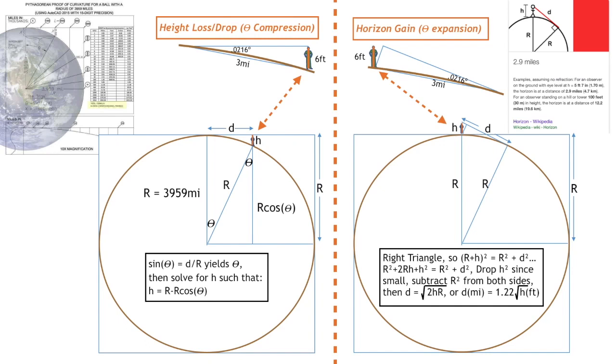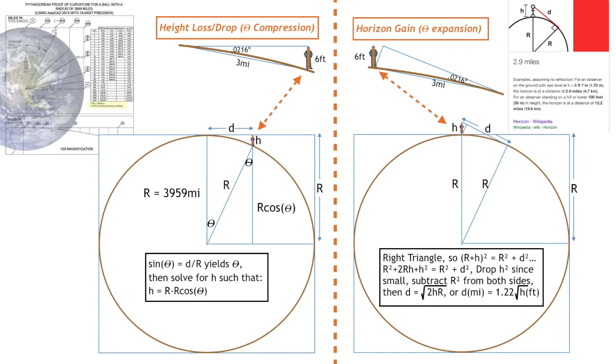The drop h squared, since it's small, you can just subtract from both sides, and then d becomes the square root of 2hr, or distance in miles is equal to 1.22 times the square root of height in feet. So if you just plug in your height in feet above the surface of the circle, you will get the distance d across which you can see.